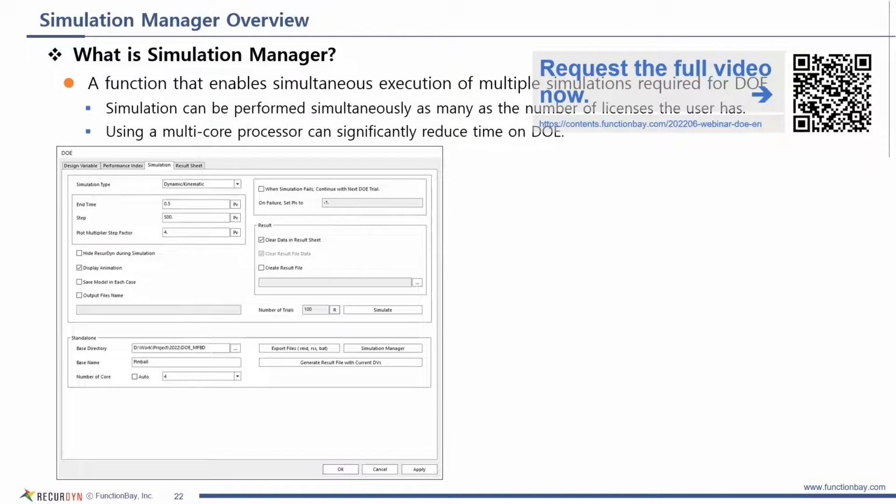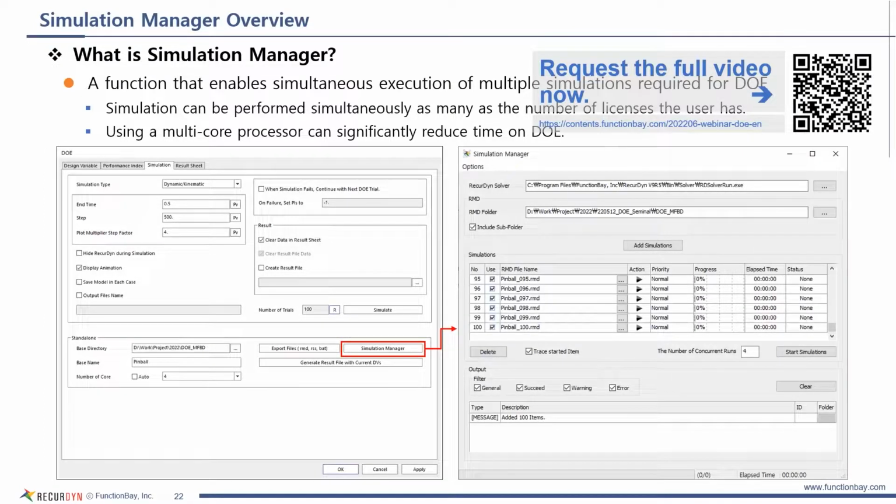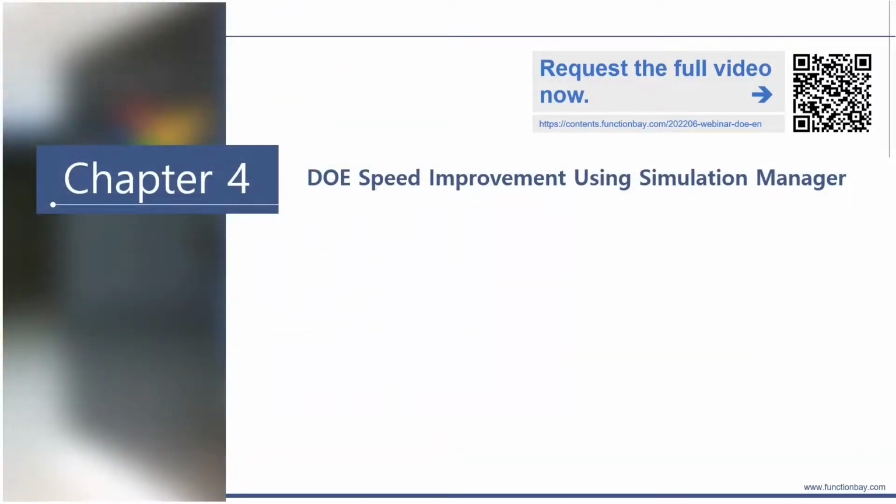You can open the Simulation Manager dialog box by simply clicking the Simulation Manager button. The details about the Simulation Manager dialog box will be explained later. Simulation Manager allows the simultaneous simulations of multiple cases faster than the normal DOE. I will now show you how much speed improvement has been achieved by the simultaneous simulations through Simulation Manager compared to the normal DOE.